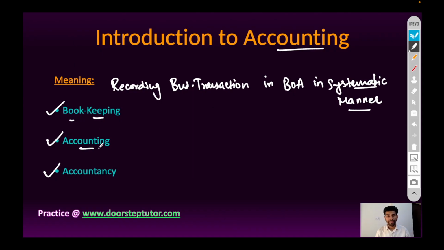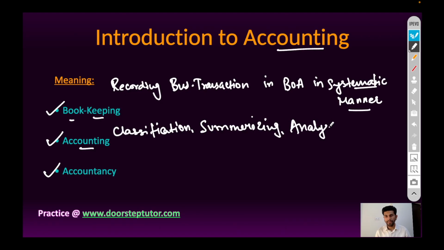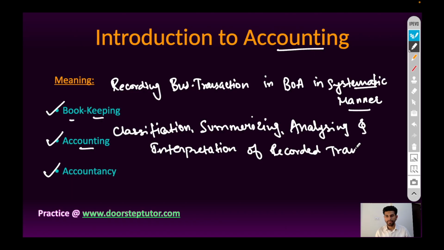What is accounting? It is classification, summarizing, analyzing, and interpretation of recorded transactions. So, bookkeeping refers to recording of business transactions in a systematic manner, but accounting is classification, summarizing, analyzing, and interpretation of recorded transactions.